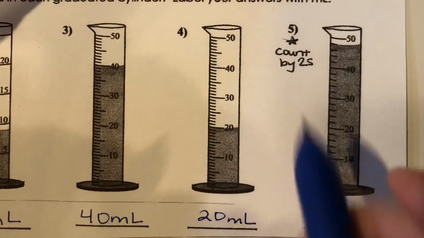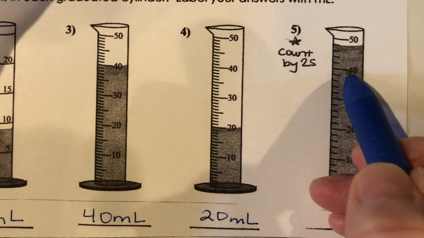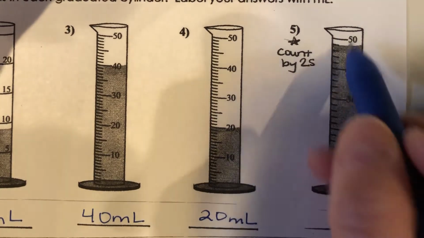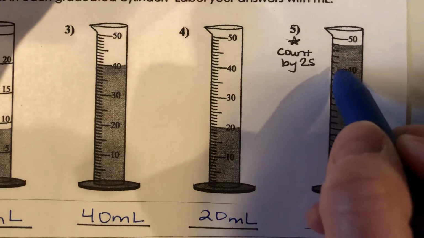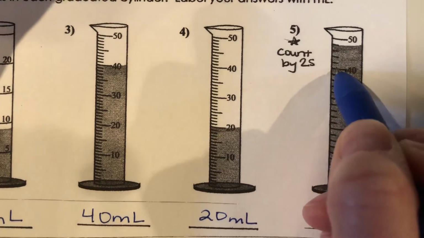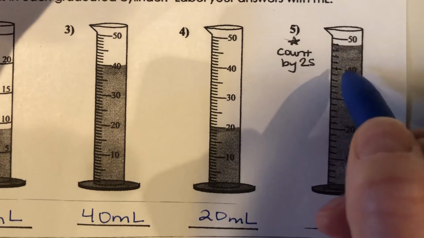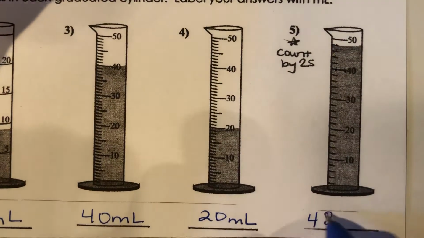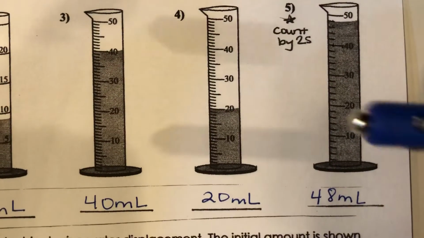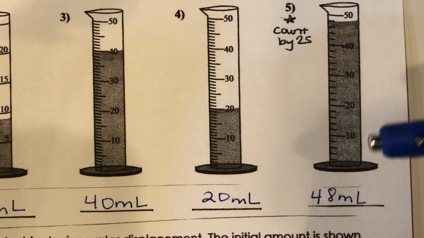And now for this last one, I did make a little star to let you know we're counting by twos here. See how it goes from 40 to 50? But there are only 1, 2, 3, 4, 5 hops to get from 40 to 50. That means that each one of these lines is worth 2. Because if this is 40, then I'd go 42, 44, 46, 48, 50. So this would be 48 milliliters. So you have to be careful. Usually it would either count by ones or by twos with the ones that you're going to be dealing with.